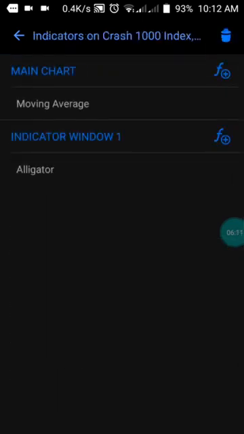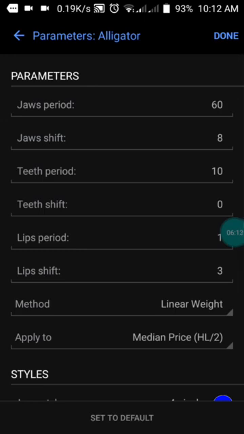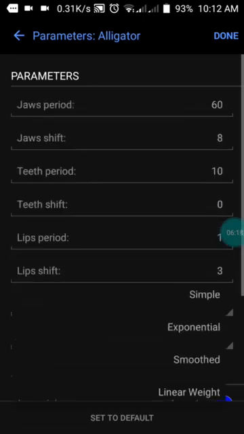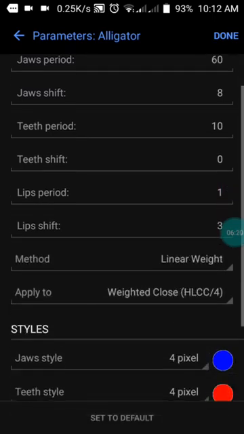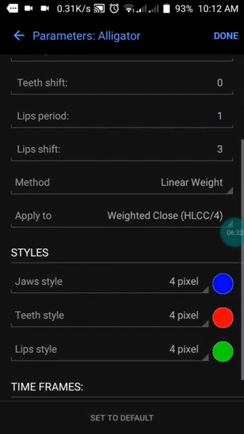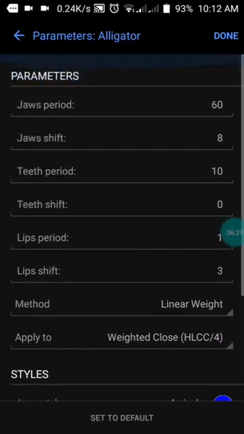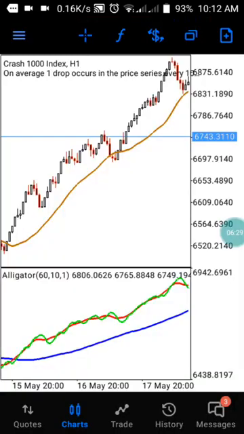You press on done, and also you move to your alligator, you screenshot it or you write it down the way I do it here. Let your method always be linear weighted, and also set it up like this. You see that? Just write it down, then you press on done. Then you have the same settings the way I have it here on my chart.